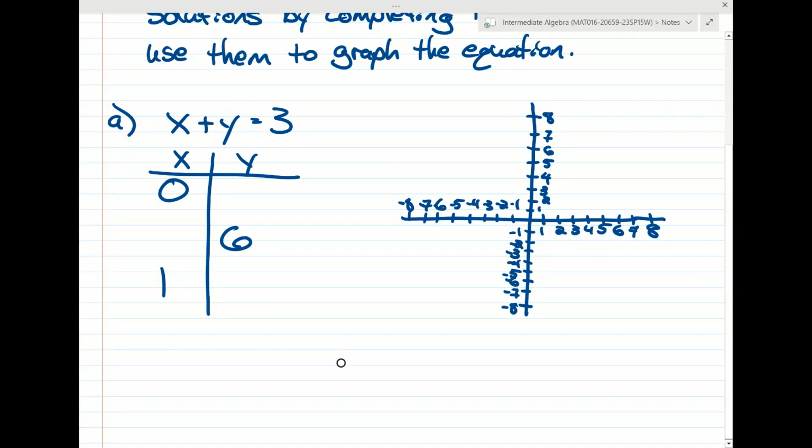For the first one, we have x is 0. So instead of x plus y is 3, I'll plug 0 in for x, and we just get y is 3. I'm going to plot that on the graph. I'm going to put a point at 0, 3, which is right here.